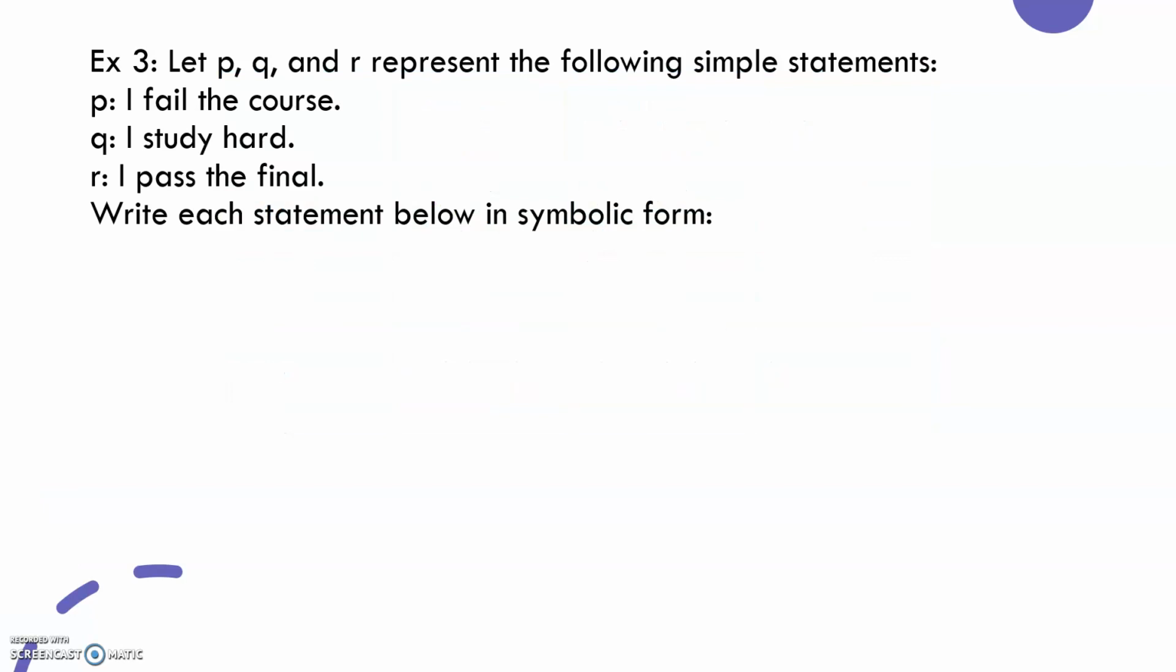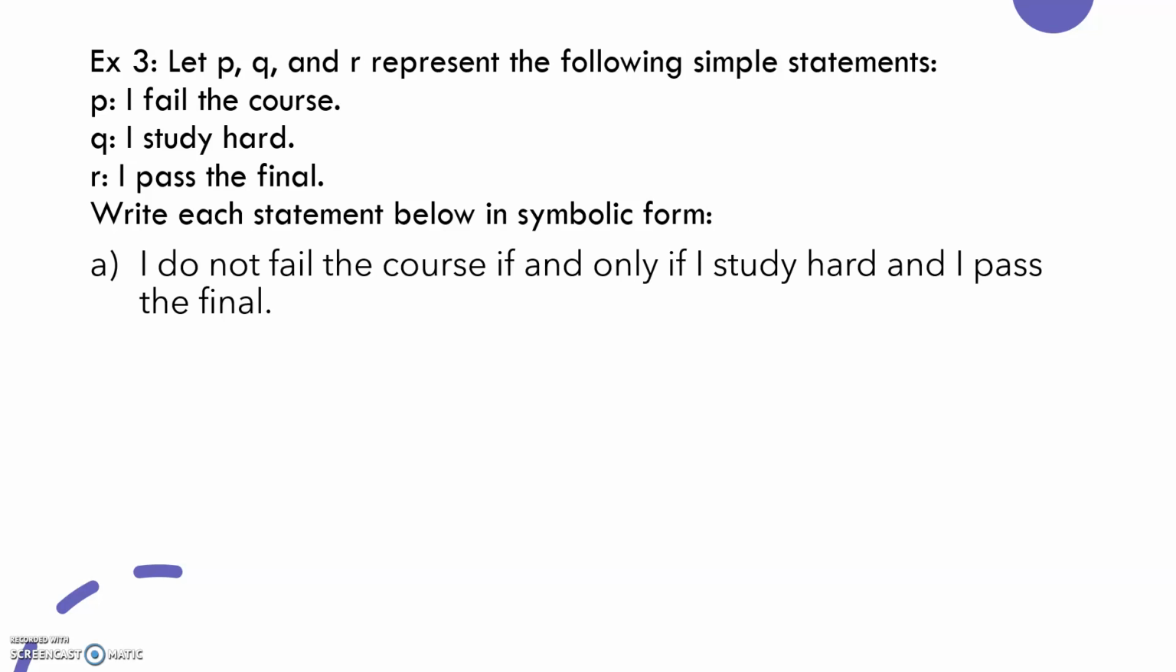So in example 3, we want to let P, Q, and R represent the following simple statements. P is I failed the course. Q is I study hard. R is I passed the final. And we want to write each statement below in symbolic form. So here's the first one. I do not fail the course if and only if I study hard and I pass the final.